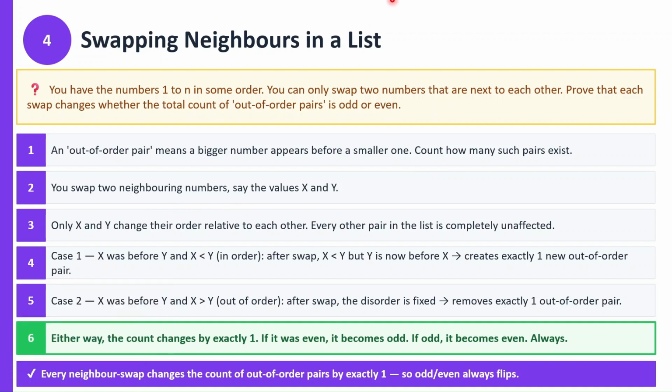Let's say we have 1, 2, 3, and 4. Just write it down to visualize it. I'm also writing it down here. We have four numbers, 1, 2, 3, and 4. Let's swap 2 and 3: 1, 3, 2, and 4.